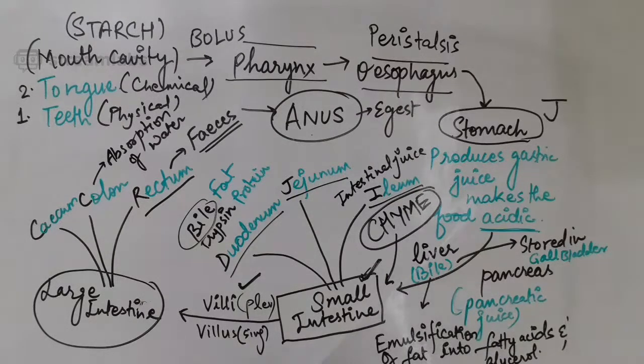Emulsification is the process of breaking down large fat molecules into tiny droplets for enzyme action. These are the simple forms of fat, fatty acids and glycerol, and fat means oil, which has to be broken down into smaller parts that can be acted upon by the enzymes present in the body.